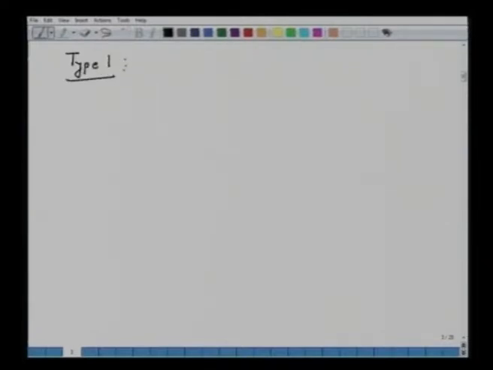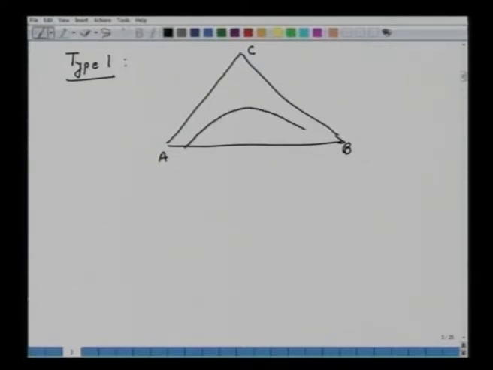So we have a type 1 system. Let us redraw this equilateral triangle, which is a graphical representation of a three-component system. And we are saying that now we have this phase diagram. This phase diagram intersects the axis A and B, let's say at L and at K. And notice there is no intersection here, there are no intersections anywhere.